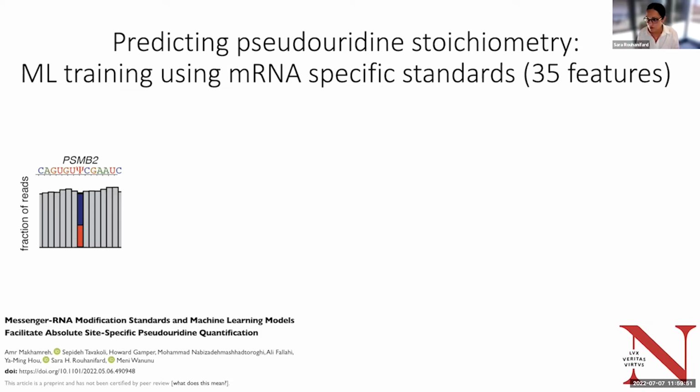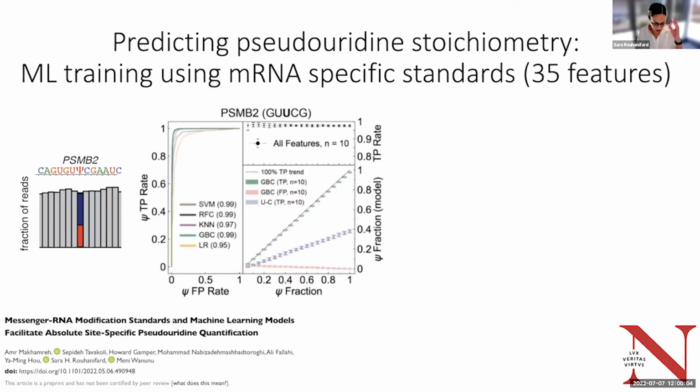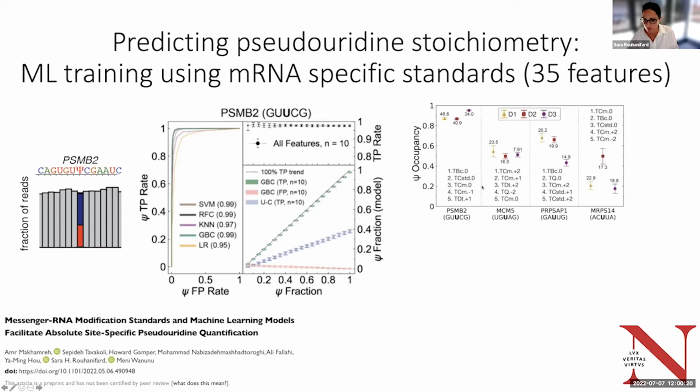Since we have these very clean synthetic controls, the 100% psi versus the 100% U that were generated using solid phase synthesis, we can train with really clean training sets. We trained a machine learning model on the 100% psi and 0% psi synthetic controls and corrected for this, bringing our 40% mismatch error, which was detected by U to C base calling, back up to close to 100% as expected. Then we applied this algorithm to the human transcriptome, for those specific sites that we have the synthetic controls, and find out the specific occupancy.